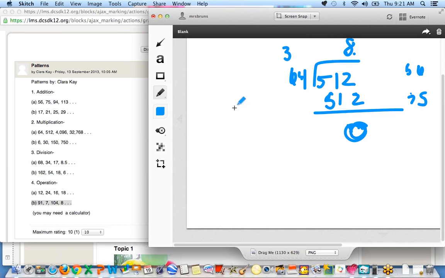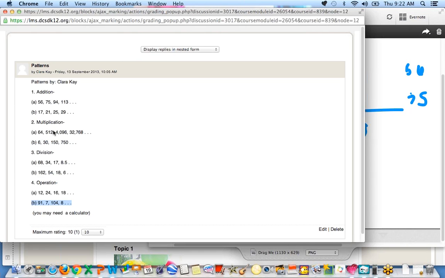Perfect. All right, so that's exactly right. All we would have to do is multiply each one of these numbers that you see by 8 each time. Okay. All right, guys, so that one was a little bit more difficult.